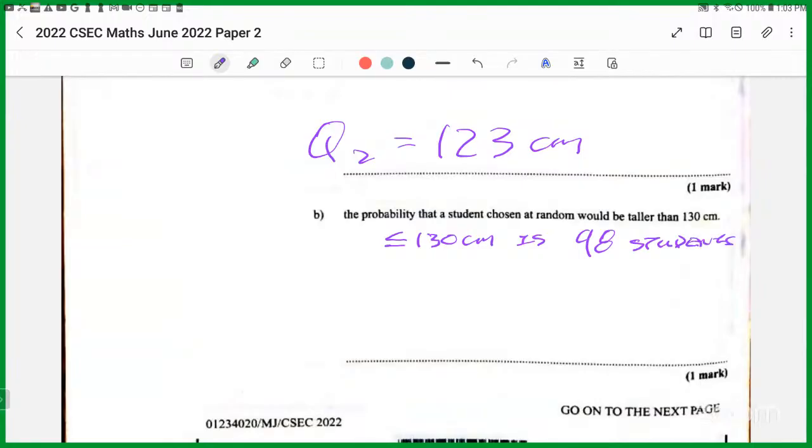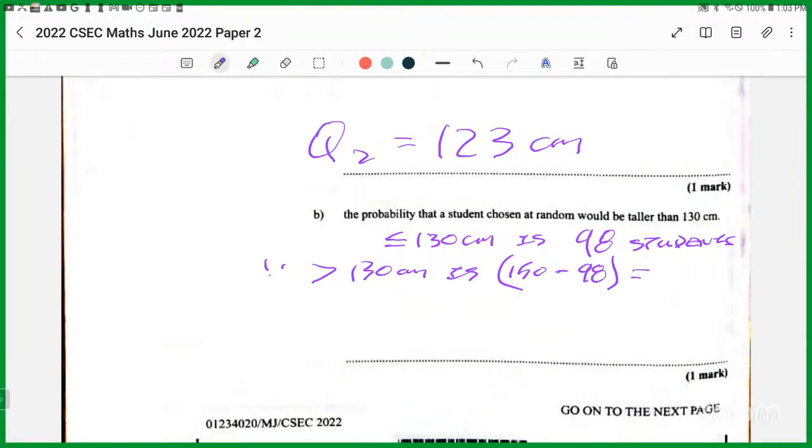The rest of them measure more. Therefore, the number greater than 130 centimeters is 150 students minus 98. The rest of them. That's what they're going to do. And then you do that as a probability, out of the total of 150.